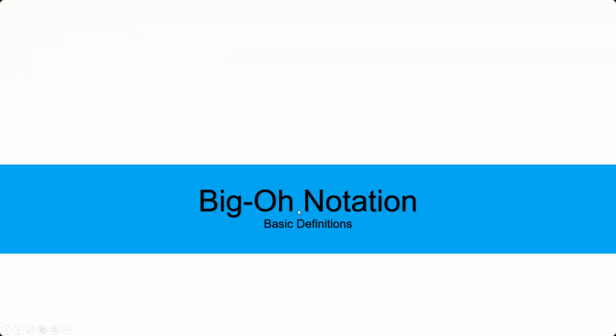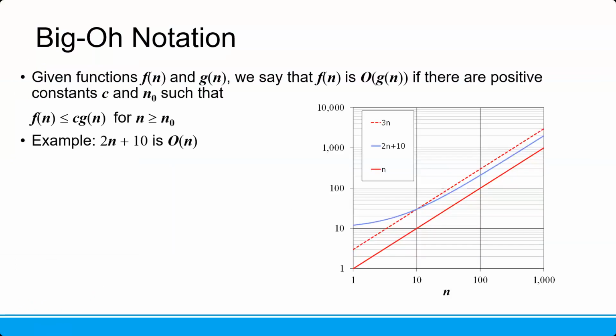Today, let's learn about the big O notation. In the big O notation, we want to have two functions. We have F(n) and we have G(n). So we say that F(n) is O(G(n)). So this is the big O.